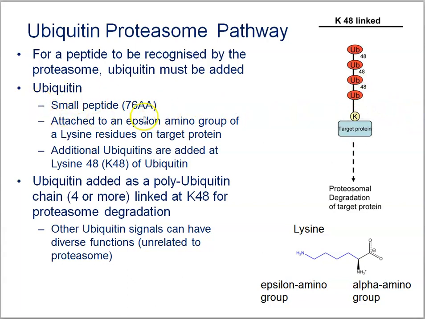So ubiquitin's a fairly small protein, 77 amino acids, and that will attach to a lysine on the target protein. What then happens is additional ubiquitins are added to form a polyubiquitin chain, and this is tagged at lysine 48, K48, of the ubiquitin. So a K48 polyubiquitin chain is characteristic for a ubiquitin chain signal for degradation by the proteasome. It's important we mention that because there are other ubiquitinations and different ways of tagging these chains together which don't go for proteasomal degradation.